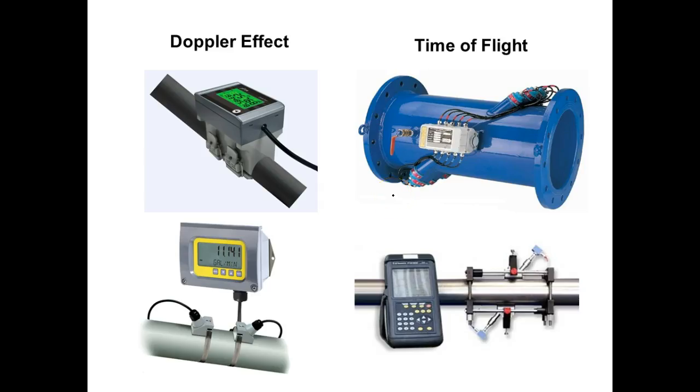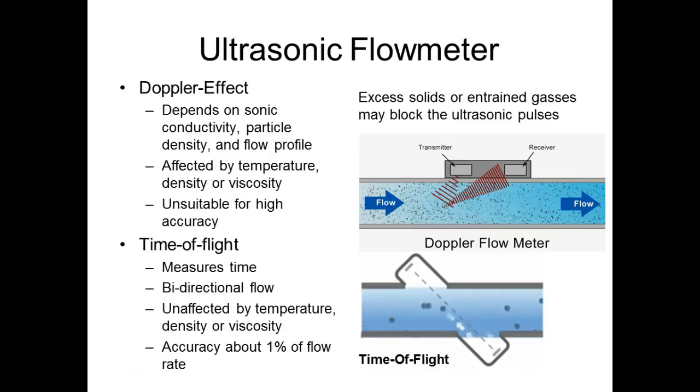So Doppler depends on reflection, on how much the signal is skewed by reflecting off the flow, right? And then time of flight actually shoots the signal through the flow, and then calculates the amount of time it takes to cross. So guys, that's all the flow sensors that I could find.